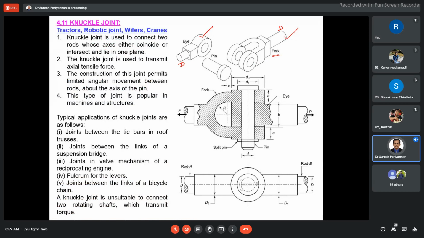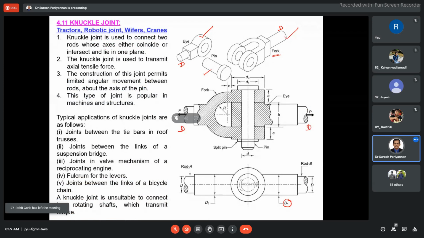This is the pin. See here, this is the full constructional view, the sectional view of this knuckle joint. Now, these dimensions are very important. See this dimension: this is the rod dimension D. In the left and right ends, two rods have been used here. This is a diameter D. The tensile force acting in the rod is P. Now this is the diameter D1. This is a diameter D1. This is the enlarged section of the rod.